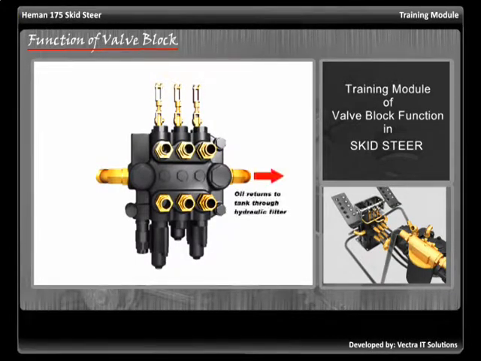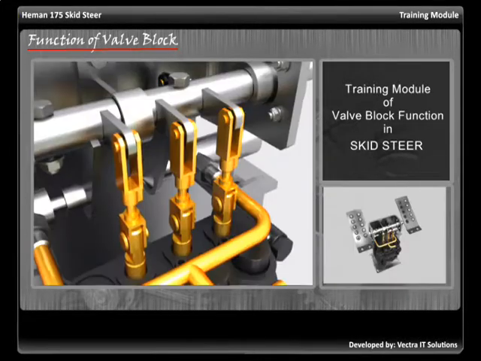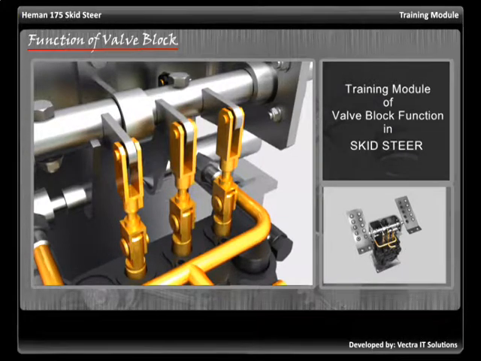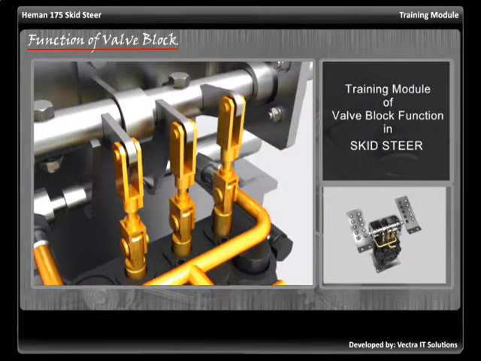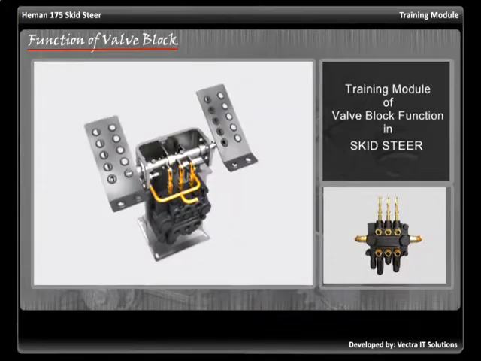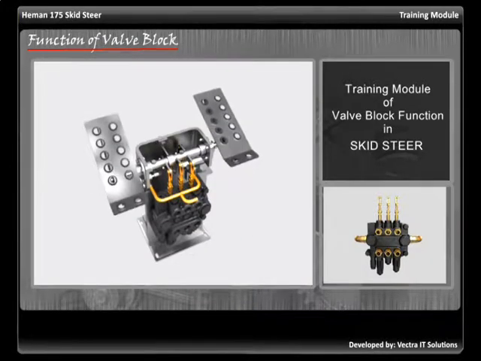The oil is sent towards the hydraulic filter, which cleans it of any foreign particle and sends it back to the oil tank. The flow of oil to the cylinders is controlled by these spools, which are activated by the operator through a set of mechanical connections.